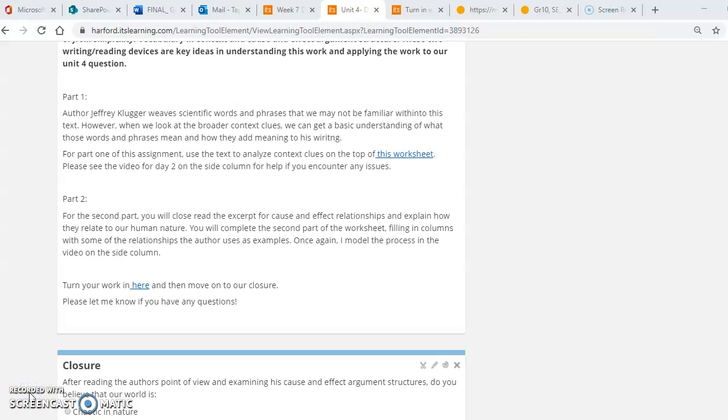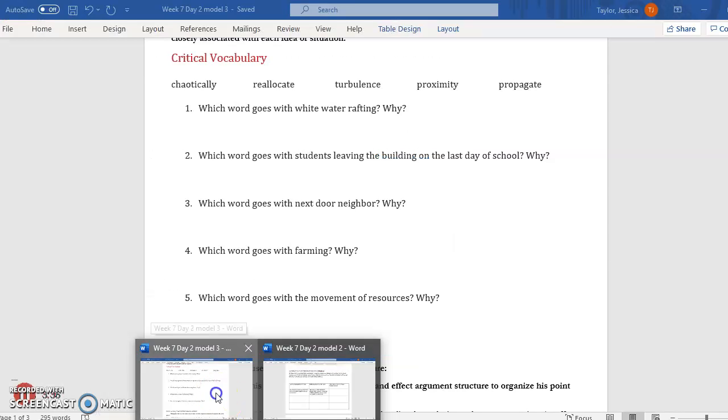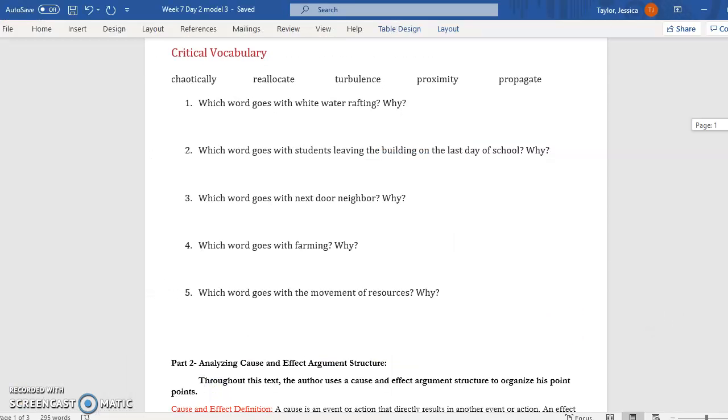So moving on to part 2 of our assignment, you're going to be close reading the excerpt for cause and effect relationships and explaining how they relate to our human nature. You'll complete the second part of the worksheet, filling in some columns with these relationship ideas. So let's go back to our document and take a look at what we're going to be looking for.